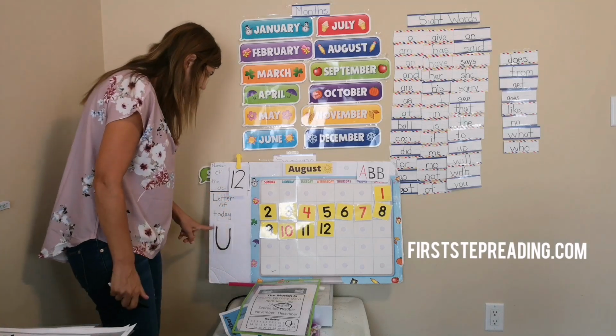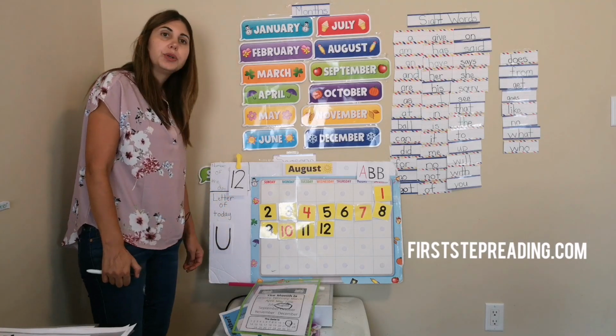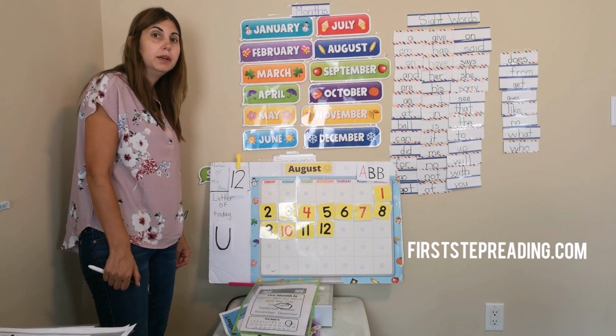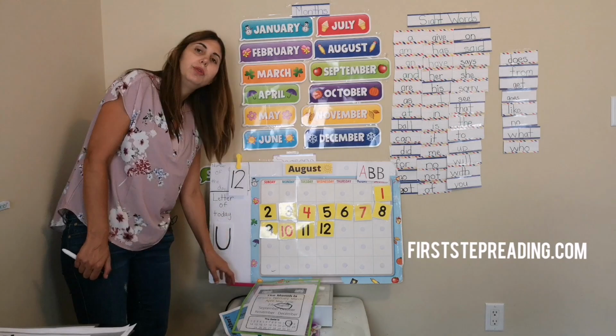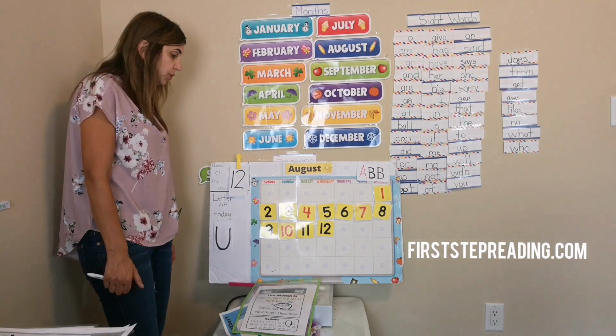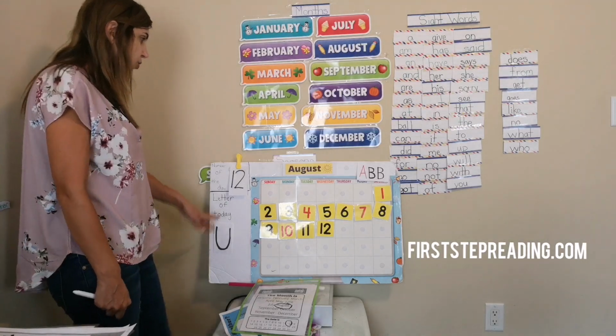Our letter for today is U. A short vowel U says like up. A long vowel U says U, like unicorn, right? Universe, U.